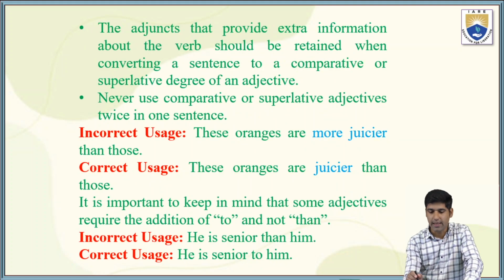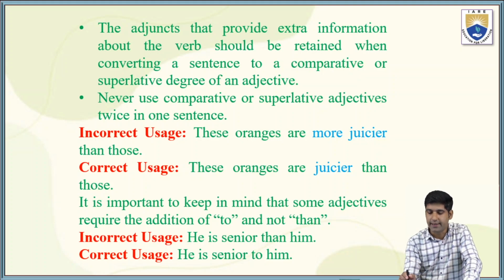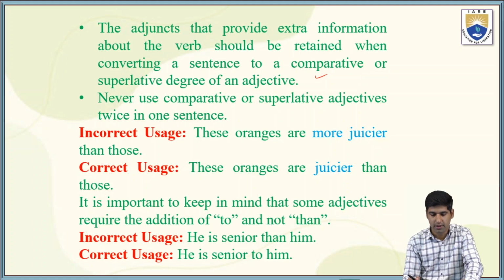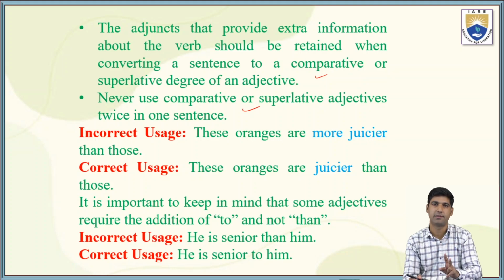The adjuncts that provide extra information about the verb should be retained. So when converting a sentence to a comparative or superlative degree of an adjective, we should retain the adjuncts which are providing extra information about the verb. See, never use comparative or superlative degrees twice in one sentence.